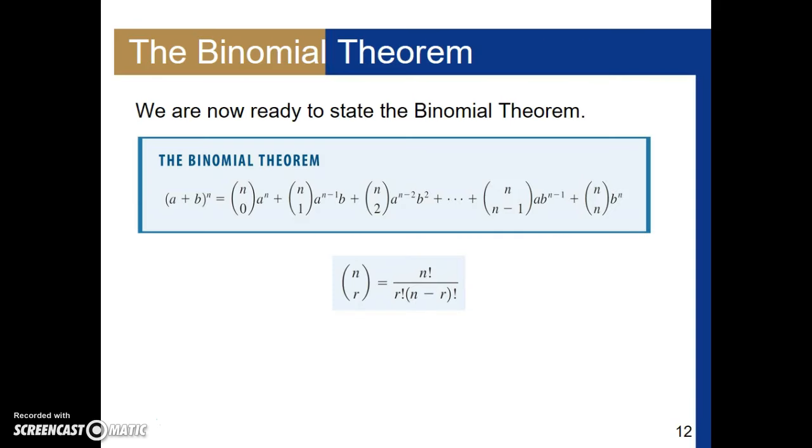So here is the binomial theorem where these coefficients, these values right here, are defined by this formula. If we are adding a plus b raised to a power of n, then n is the top number in all of those coefficients. r starts at 0 and iterates up through the positive integers all the way up to n.